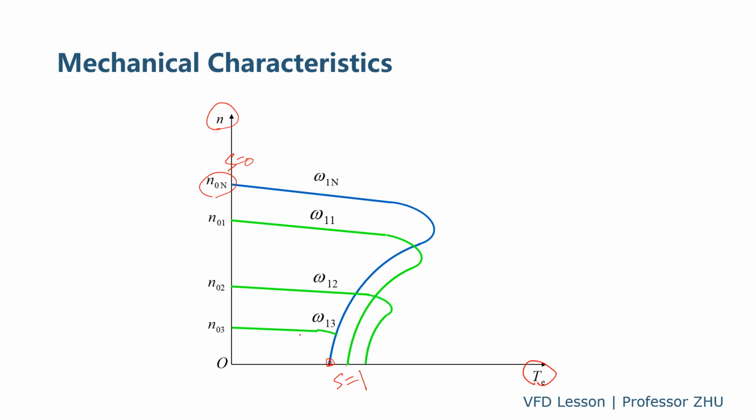And in the low frequency, low voltage area, because of the stator voltage drop, the actual flux will decrease and cannot be kept constant. So the maximum torque will decrease. Here is the maximum torque at the rated speed. At low speed, the maximum torque will be decreased. So when we do the stator voltage compensation, the maximum torque can be increased.